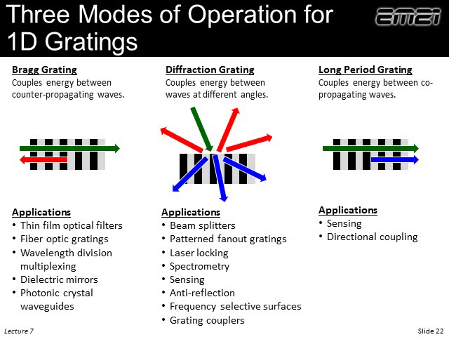On the diffraction gratings, there's a lot of applications there. Beam splitters, laser locking. We can use it as a spectrally selective mirror, and you can incorporate that into a laser for locking onto a very narrow line width. Spectrometry will pass a white light beam through a grating. It disperses into the different colors, and then we can look at the various relative amplitudes of the different colors and learn a lot about what we're sensing. So you'll see there's a lot in sensing. We can also use them for anti-reflection. We'll learn more about that. Frequency selective surfaces, grating couplers all fall into diffraction gratings.